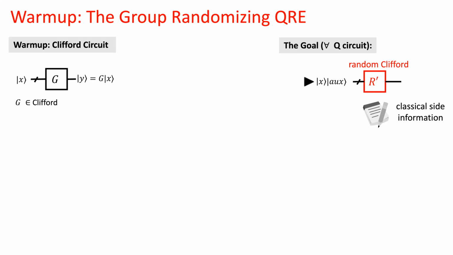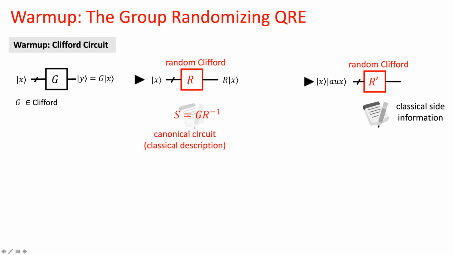So we're going to start with a warm-up. We're not going to go to arbitrary quantum circuits, but we're going to look at Cliffords, which are usually much, much easier for many of these types of applications. So it's not surprising that this is our warm-up. We start with the Clifford G that takes an input X and produces an output Y, which is G times X. And let's try to encode it in something that looks like this.